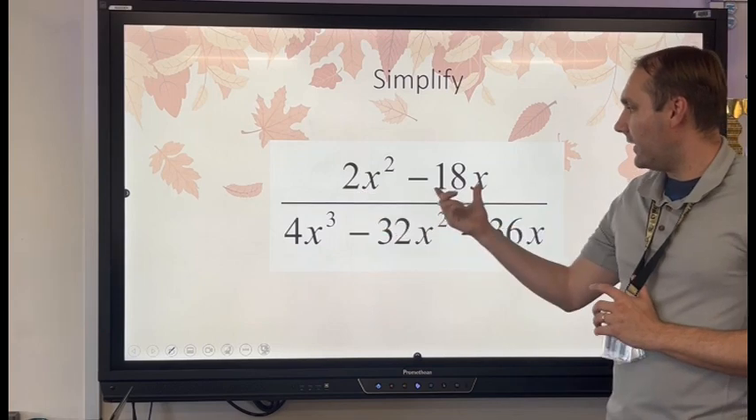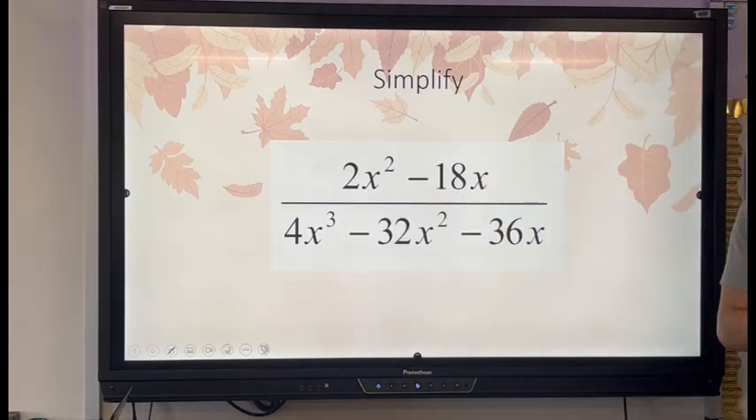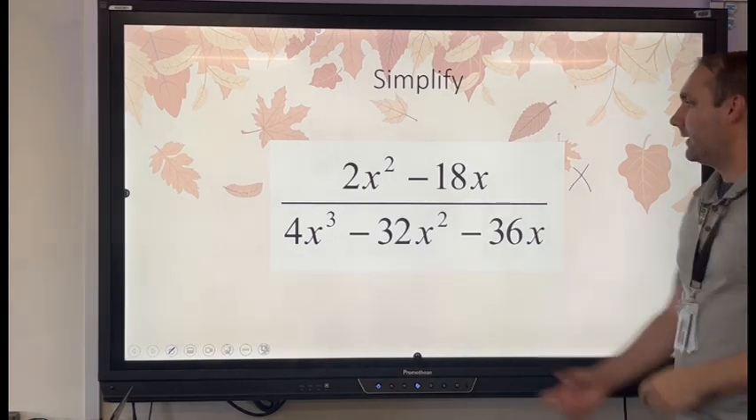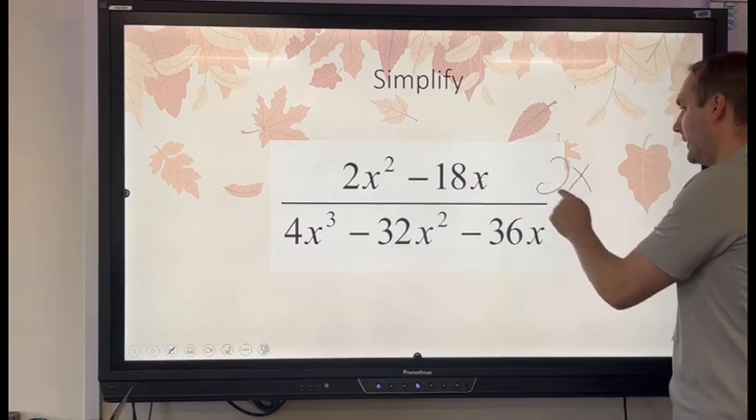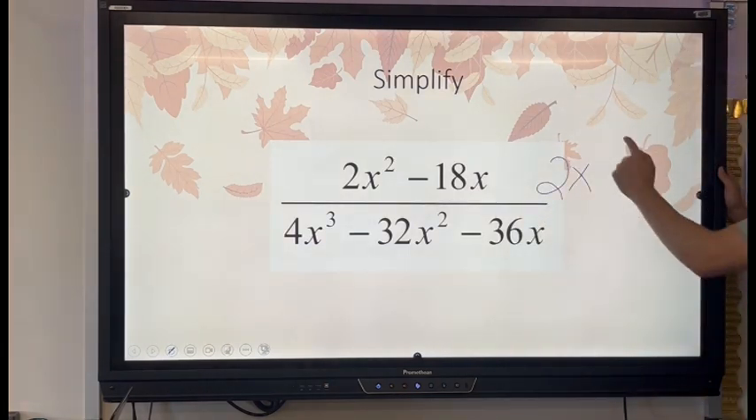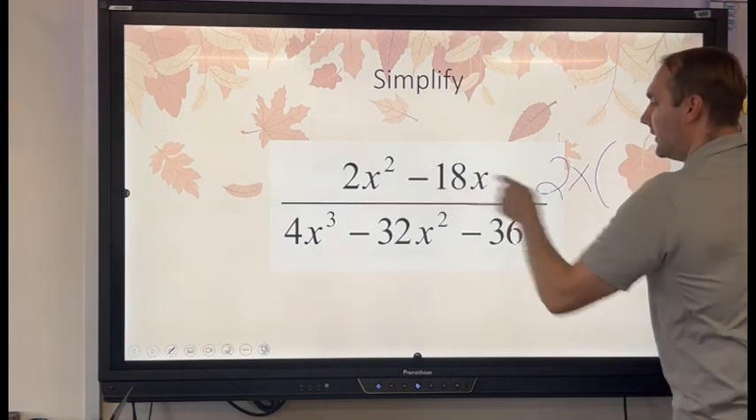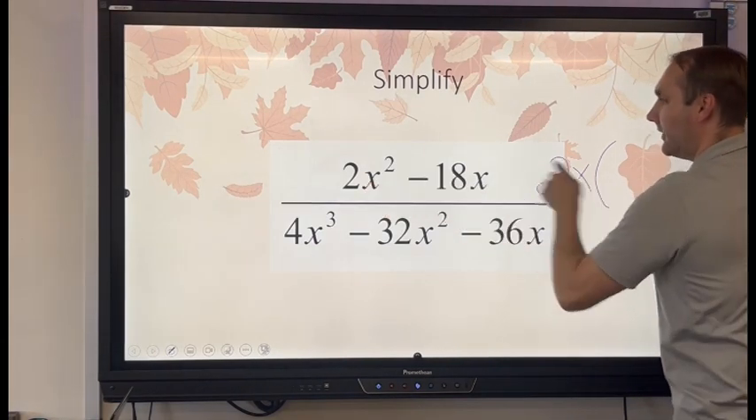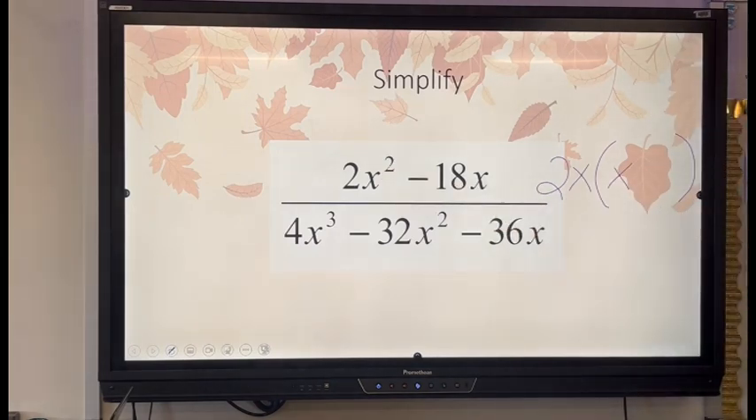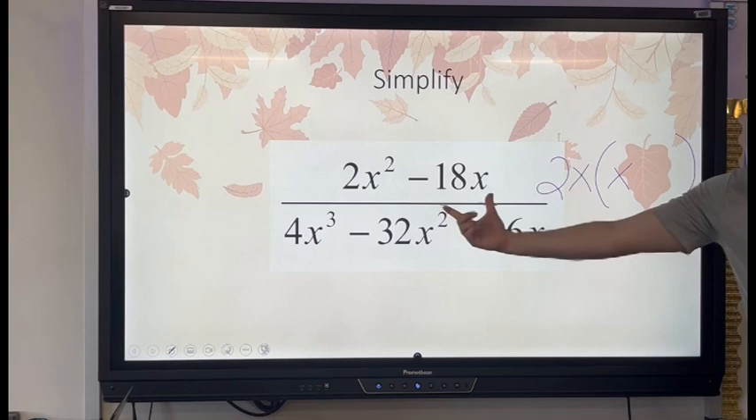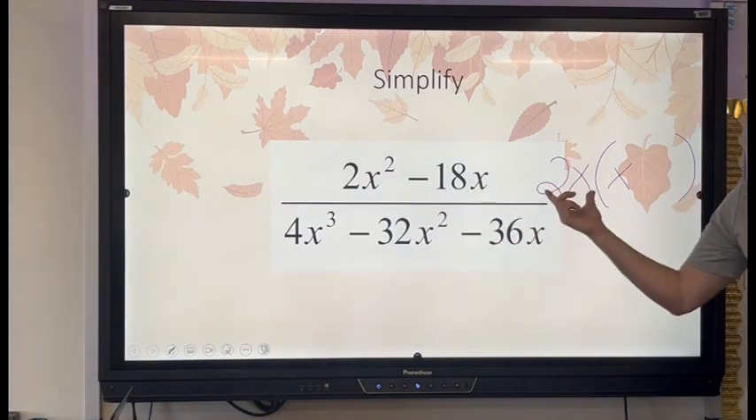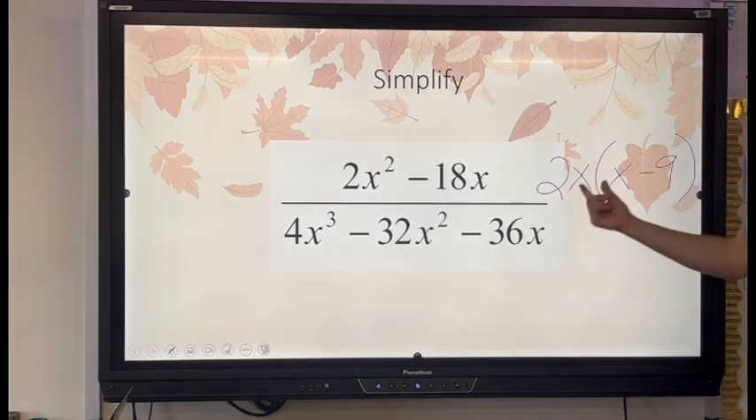Does any of my numbers have anything in common? If I look at 2x squared and negative 18x, what did I say twice? 2x. So they have an x in common, and the numbers 2 and negative 18 also have a 2 in common. So that's what I'm going to factor out: 2x. What would be left over inside? If I take 2 away from 2, it's gone. I take 1x away from x squared, it's just an x. What's negative 18 divided by 2? Negative 9. And this x cancels with that x.